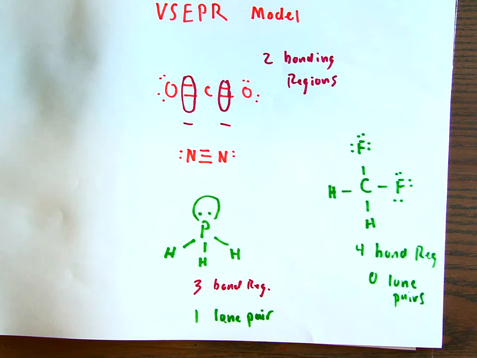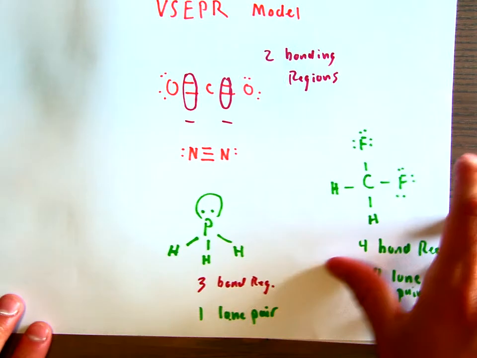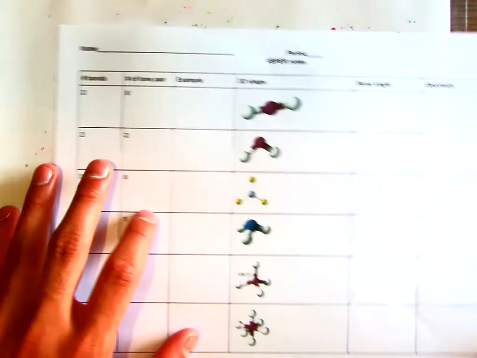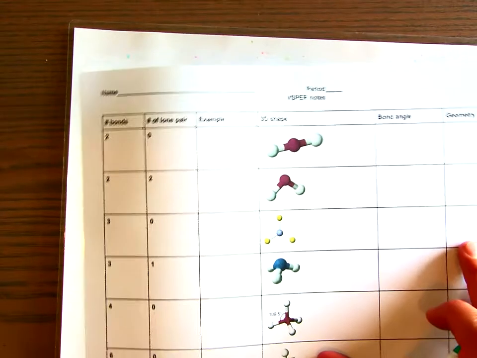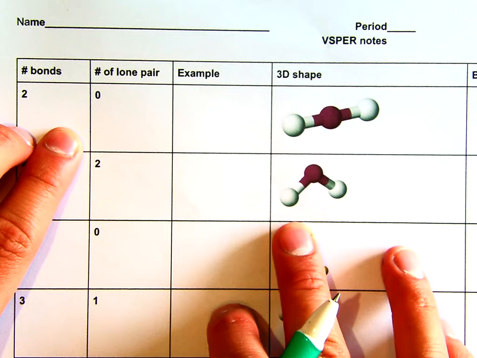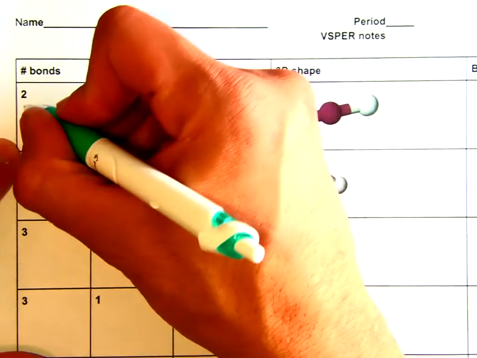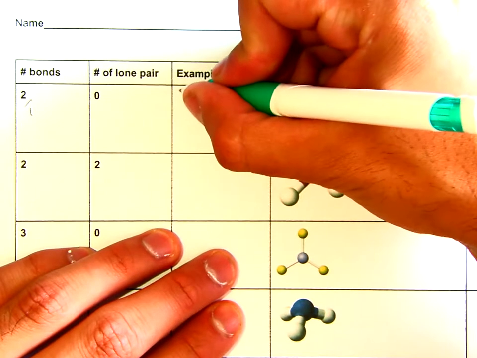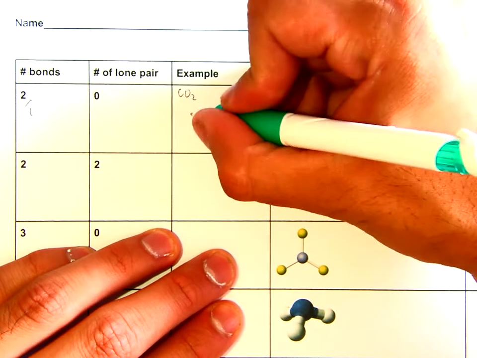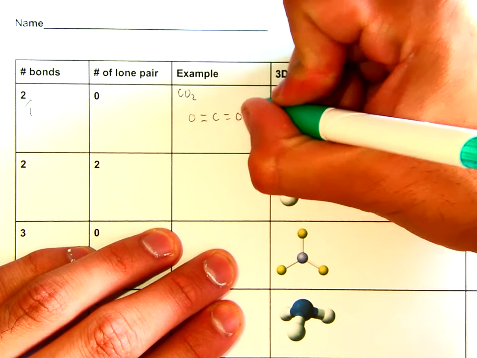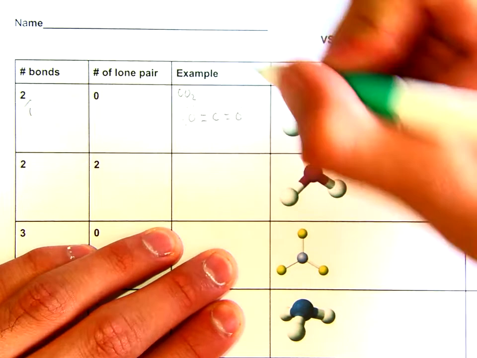Okay, let's go through a list here that I had you copy or print, and we're going to go through some examples. Let's say I have 2 bonds around an atom, such as the one we looked at, CO2. This also can be 2 or 1. I'll show you why in a bit. Let's say I have CO2, which has oxygen, double bond, carbon, double bond, oxygen. That's what it looks like.